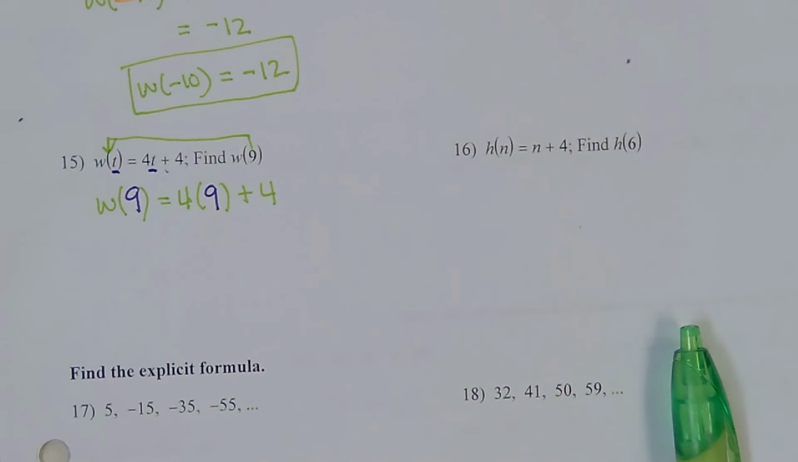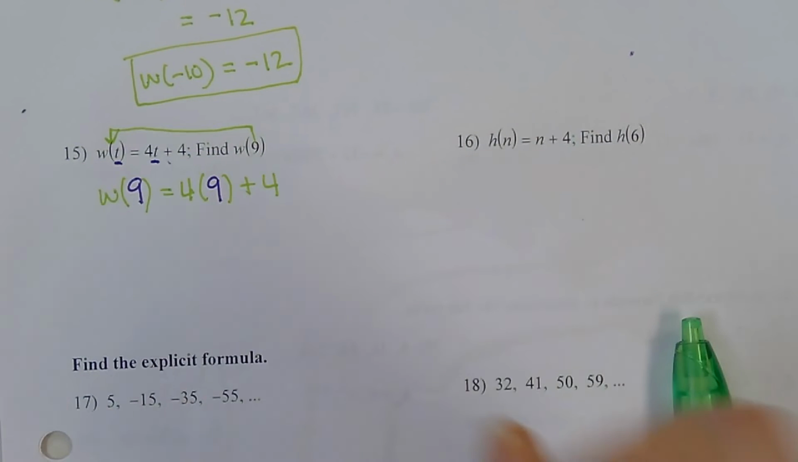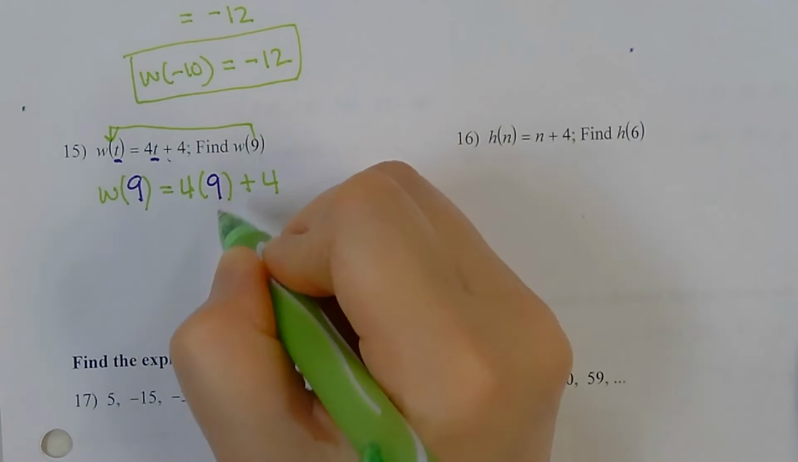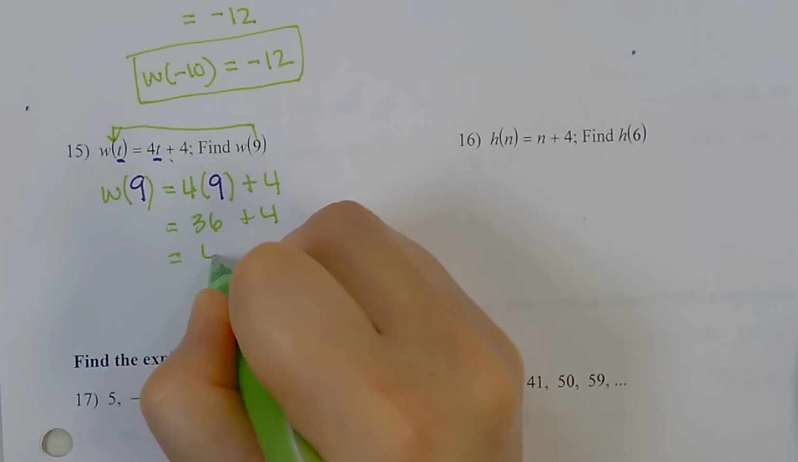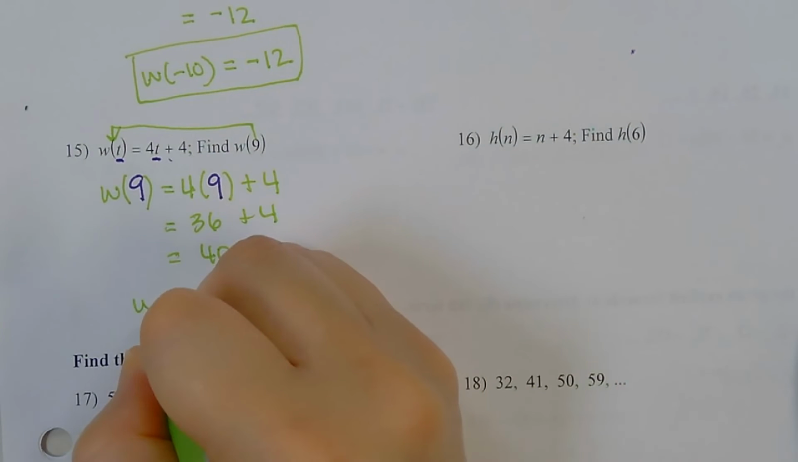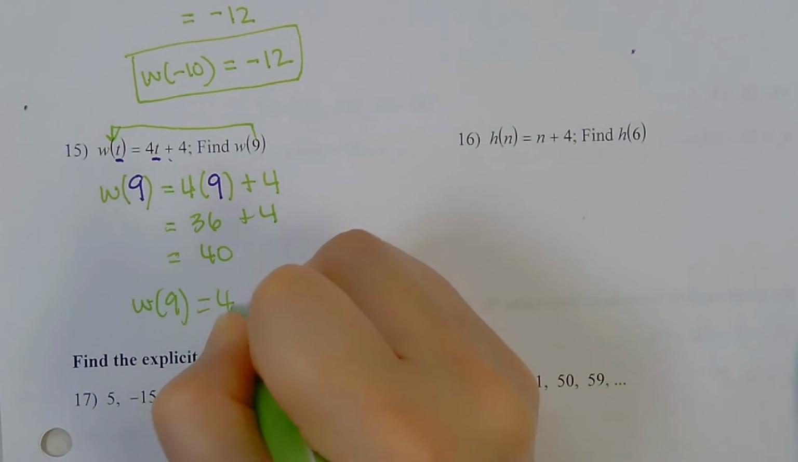That's what we're replacing. And then again, order of operations says we're going to multiply first. So 4 times 9, which is going to be 36, plus 4, so that's going to be 40. All right? So W of 9 is equal to 40.